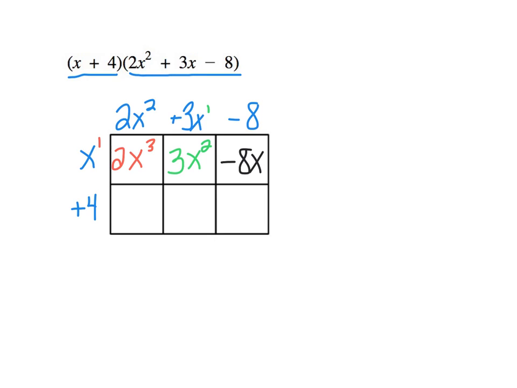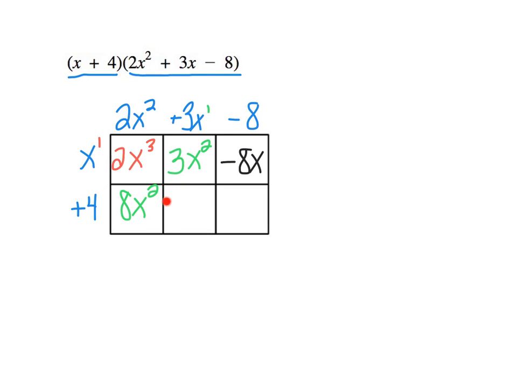Okay, so now we're going to move down to the second row. In my second row, I'm going to just focus one box at a time. The area of this first box will be length, which is positive 4, times width, which is 2x squared. So that's going to give me 8x squared.